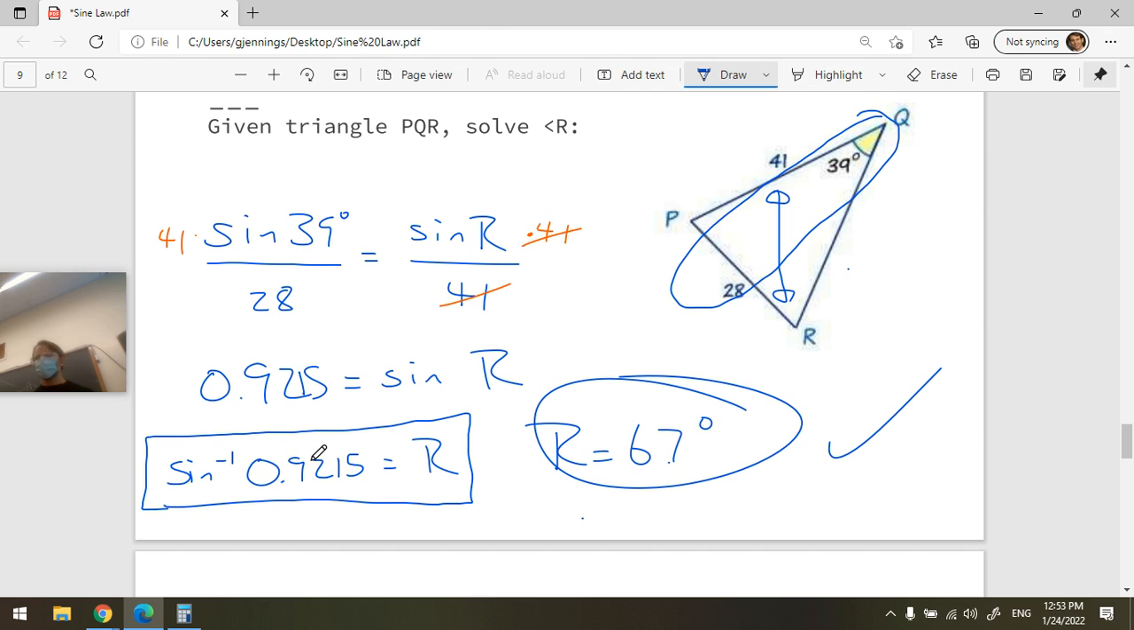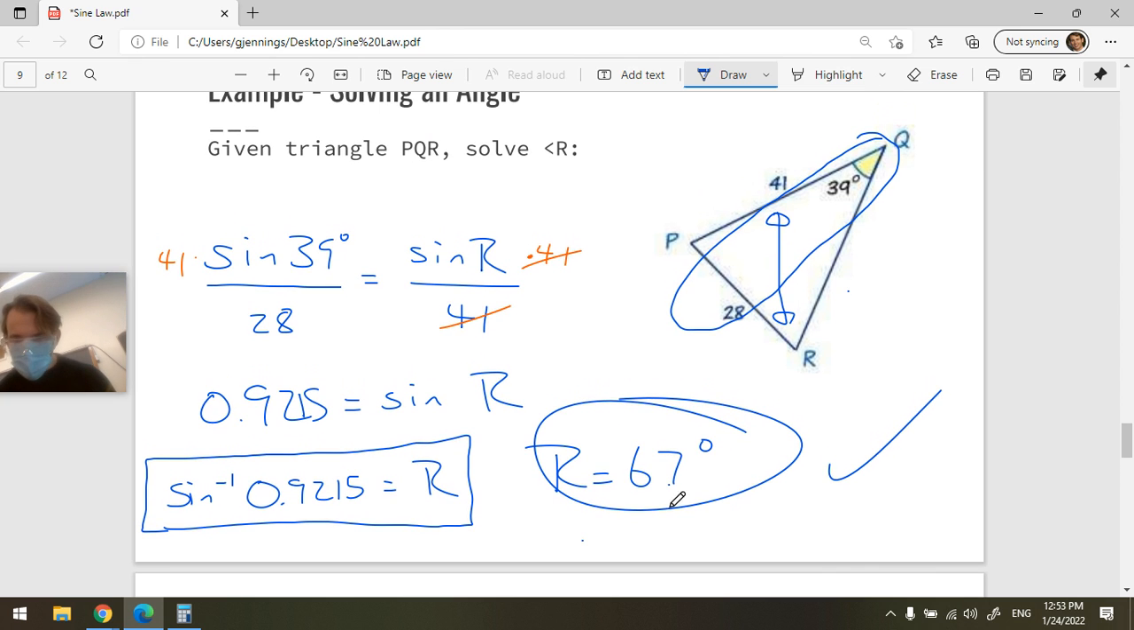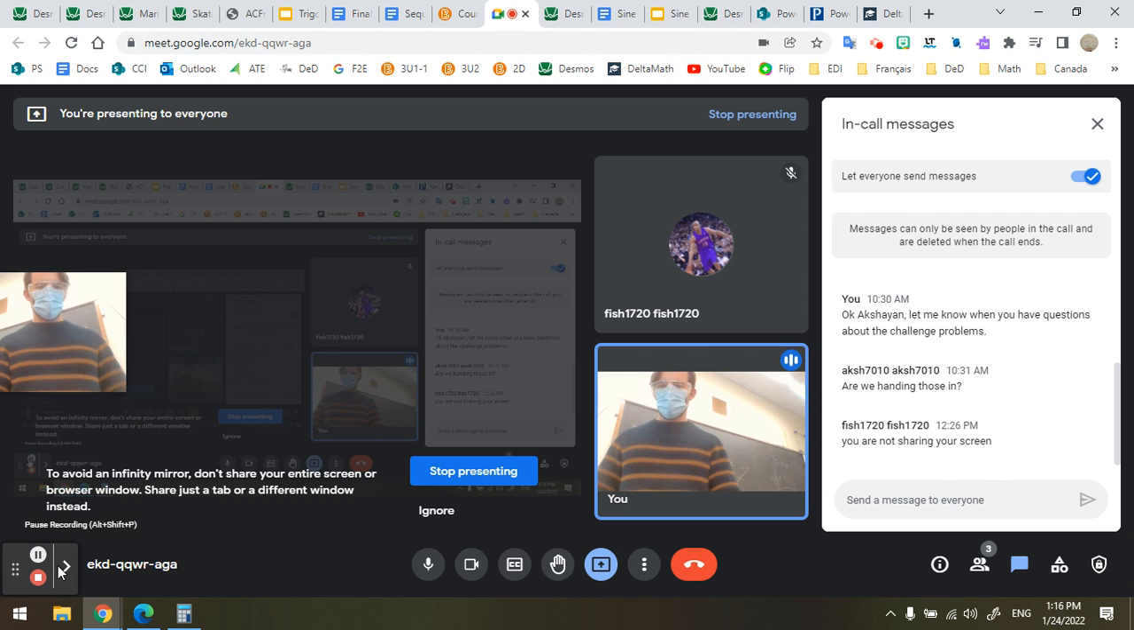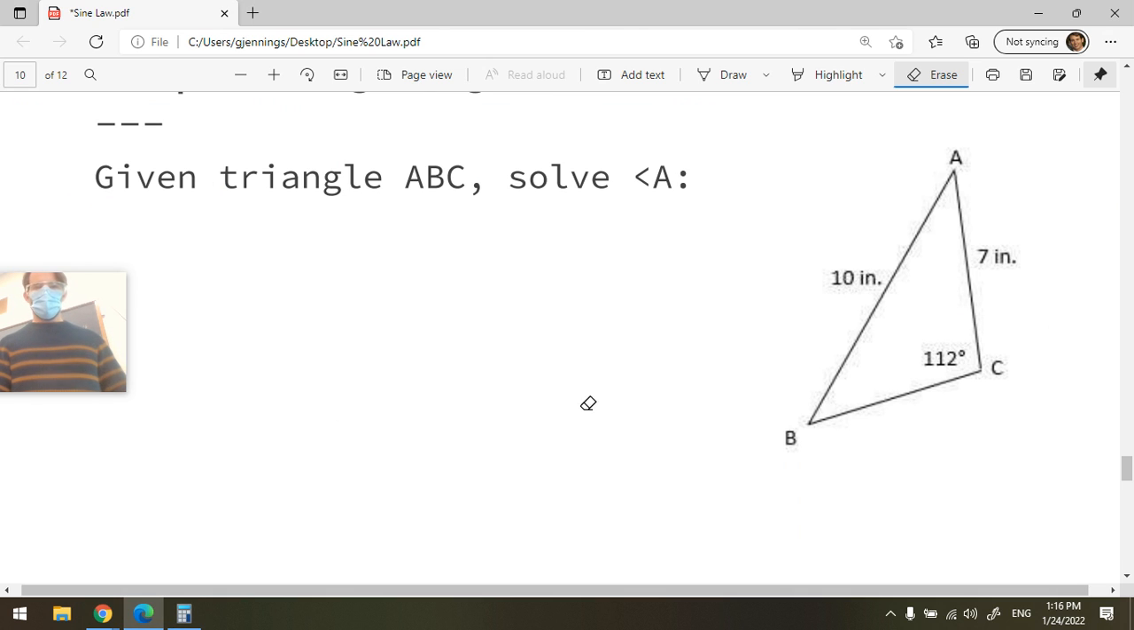Is that 67 or 6.7? 67. I don't know where that point came from. Okay, I accidentally put 67 degrees, sine 28. That's why I got like 54 or whatever. Okay, next problem. What do we do? What's our first step? I'll show you my first step.